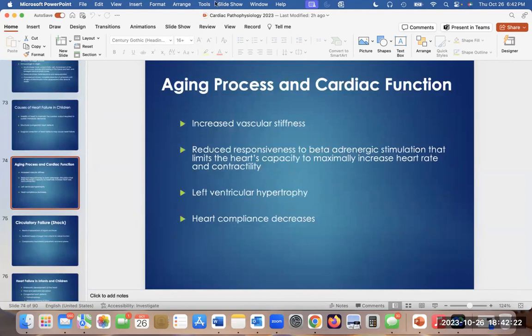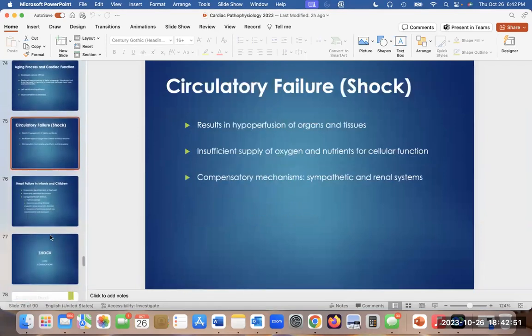I would know the aging process. I think you could be tested on that. Just know as you age, your vessels become stiffer, okay? And the heart, especially the left ventricle that pumps to the body, might get hypertrophied, or the wall might get bigger, so that's not good. You also have reduced responsiveness to those beta receptors that we have in our lungs and in our heart. So the heart's capacity is not as great, and heart compliance, or the heart's ability to pump, all of that decreases.